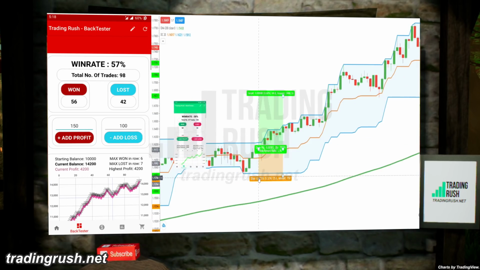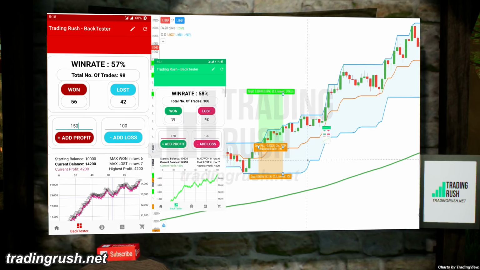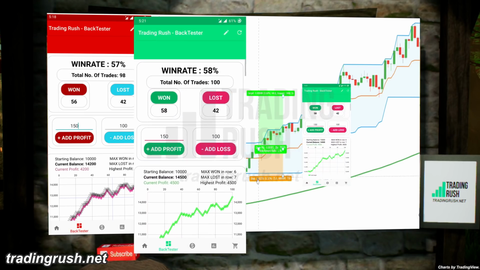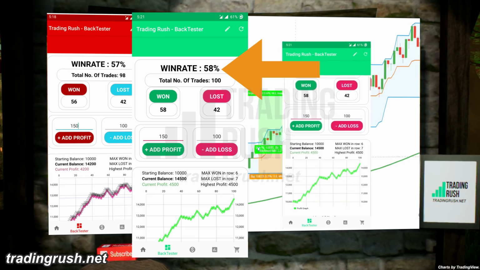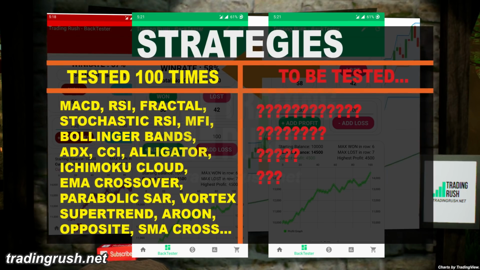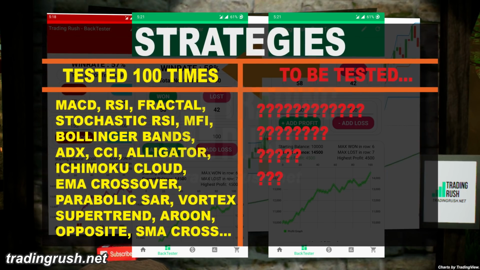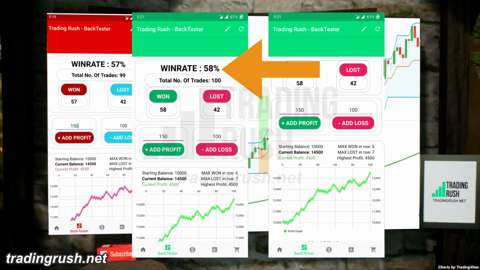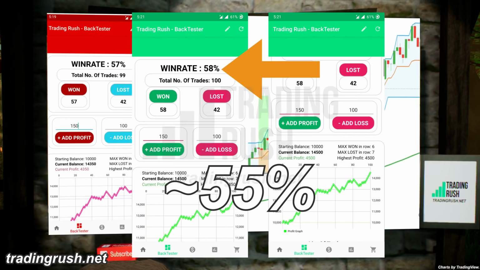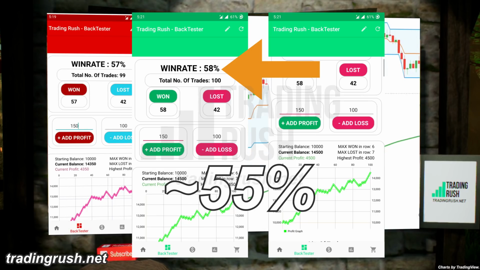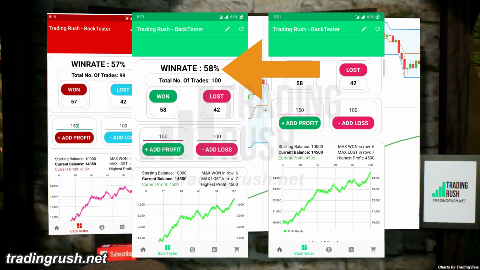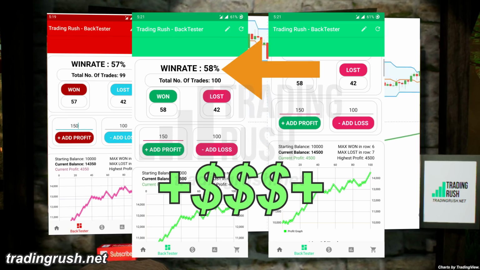So the win rate I got after testing the Donchian Channels trading strategy 100 times was approximately 58%, which is one of the best win rates we have gotten on the Trading Rush channel. The Bollinger Band's trading strategy had an approximate win rate of 55%, so this strategy is not bad at all. The Donchian Channels strategy is a profitable strategy.